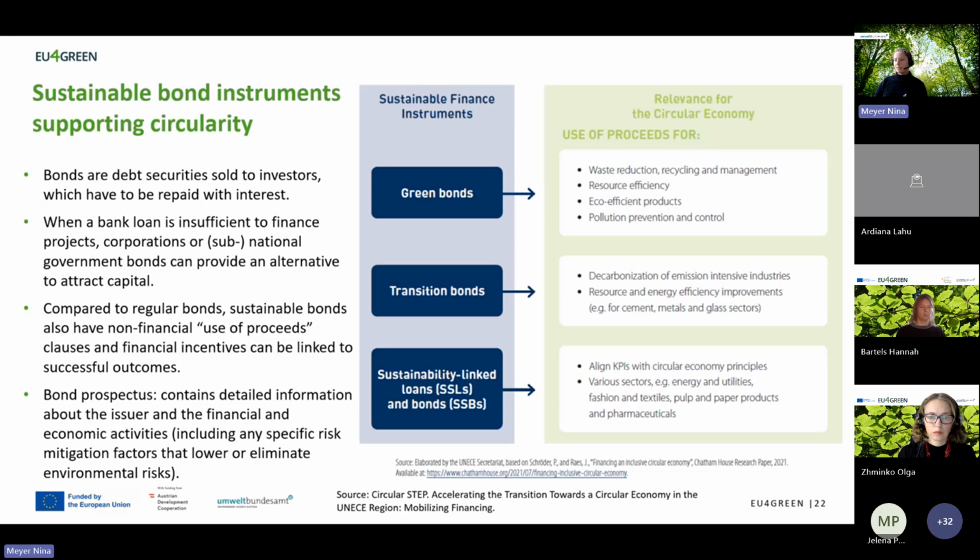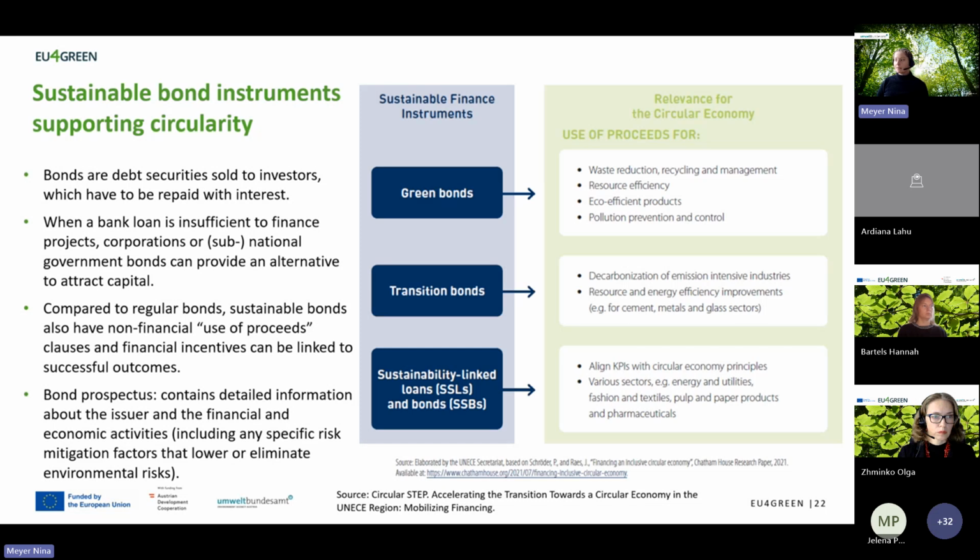Compared to regular bonds, we have the sustainable bonds that also have non-financial use of proceeds clauses, and financial incentives can be linked to successful outcomes in the sustainability linked bonds. If you want more detailed information, please always read the bond prospectus. It needs to contain detailed information about the issue and the financial and economic activities, and also any information on specific risk reducing factors that lower or eliminate environmental risks.